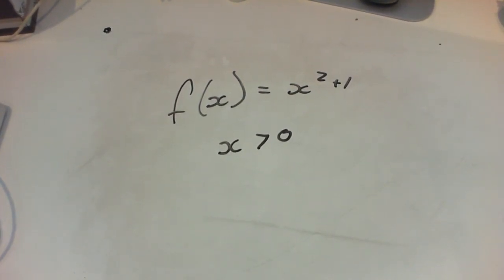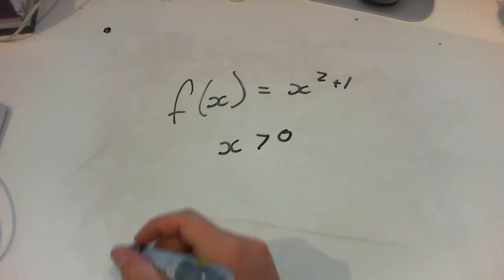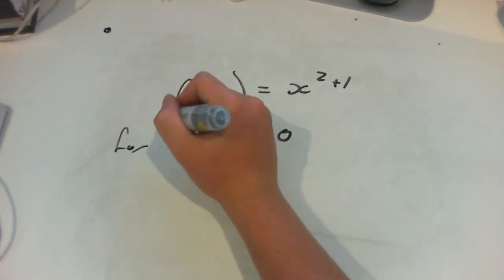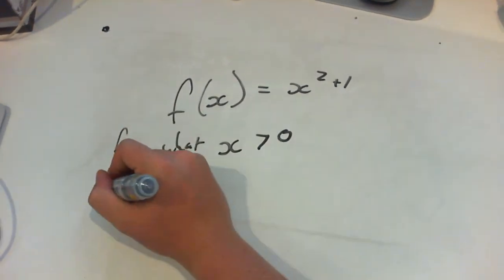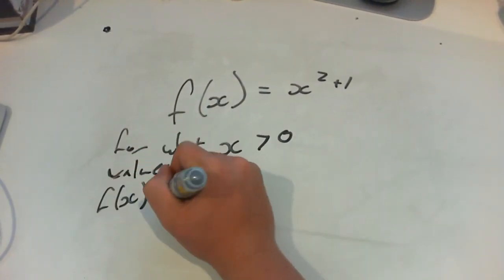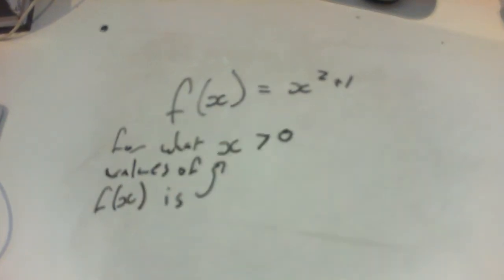B was 1. We want to check when is x greater than 0. Therefore, for what values of y is x greater than 0? That's a better question. For what values of f of x is x greater than 0.